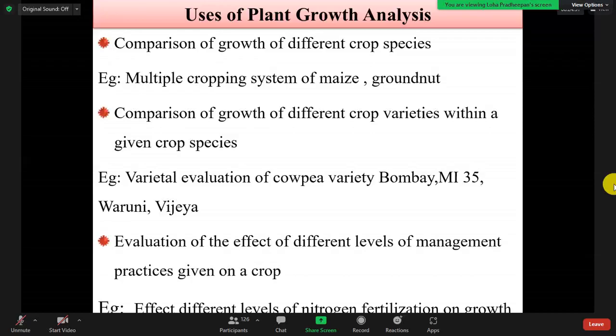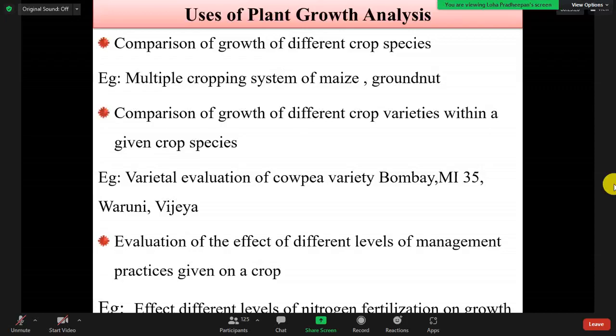Then we will see the uses or benefits of plant growth analysis. By doing the plant growth analysis, what are the benefits we will have? Under that, comparison of growth of different crop species. Different crop species means, even though maize is one type of crop, groundnut is another type, paddy is another type. So we can compare the growth of different crop species.